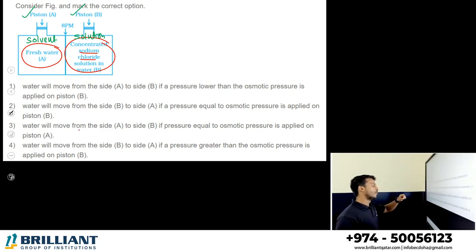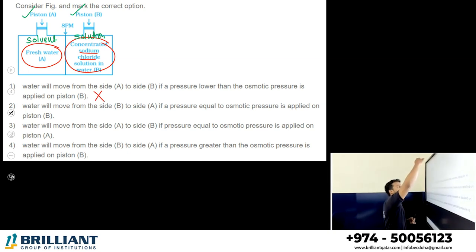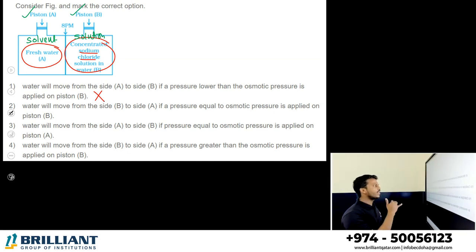Water will move from side A to side B if a pressure lower than the osmotic pressure is applied on piston B. How is it possible? No. If you apply a pressure on the B side that is lower than the osmotic pressure, how can you say that water will move from A to B? You are applying pressure on the solution side, the right side. Then how can the solvent move from left to right? Because pressure is higher on the right side, right? Water cannot move. Option B.